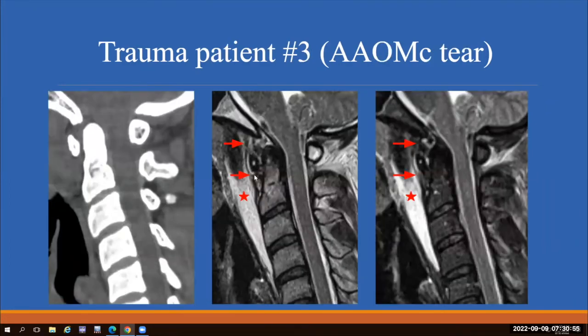Yet another example: prevertebral effusion, you can see a little bit of soft tissue fullness on the CT, and then you have this disruption of both the anterior atlanto-occipital and anterior atlanto-axial membranes. So, disruption of that thin dark line and increased T2 signal.